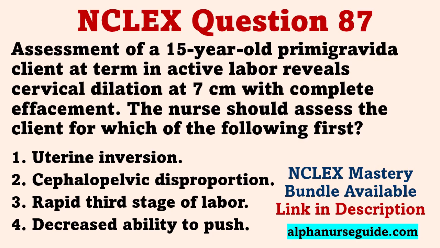The correct answer is 2. Adolescent pregnancy carries an increased risk of pregnancy-induced hypertension, iron deficiency anemia, and CPD. CPD is a concern because maturation of the skeletal bones is commonly not complete in adolescence. Adolescent labor does not differ from labor in the older woman if no CPD is present. A prolonged first stage of labor and poor fetal descent may indicate that CPD exists. Uterine inversion, a rapid third stage of labor, or decreased ability to push may occur regardless of the client's age.